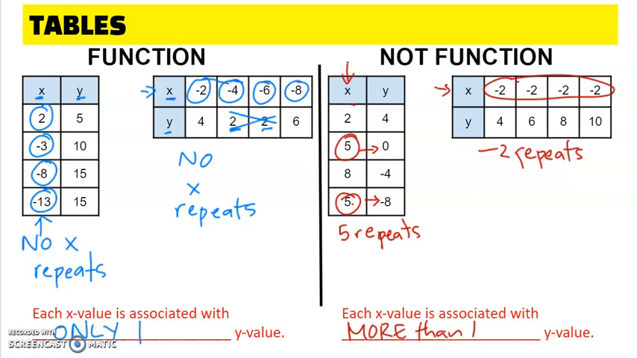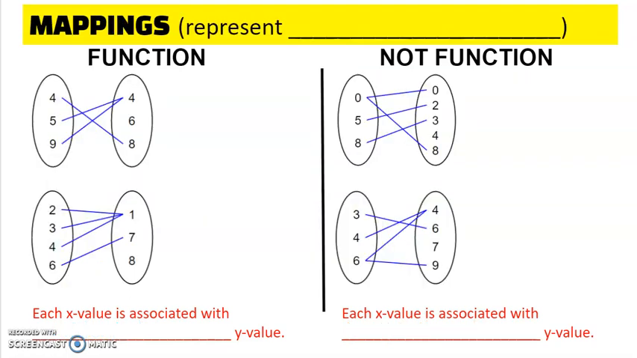Okay, so tables and graphs. Remember, tables are ordered pairs, just organized a little differently for us. Okay, x cannot repeat, x cannot repeat. So what does that look like in a mapping? Okay, if you haven't seen mappings before, mappings just represent ordered pairs. They're just a little bit different organization. It's a really cool visual, actually. When you look at a mapping, the left oval is your x values, the right is your y.